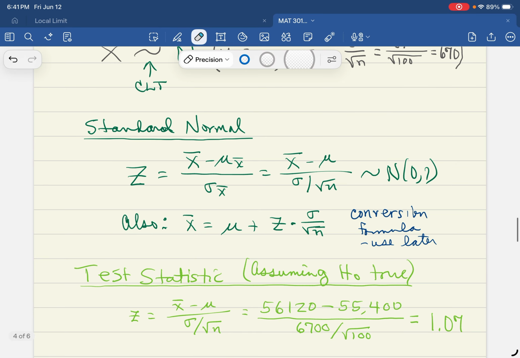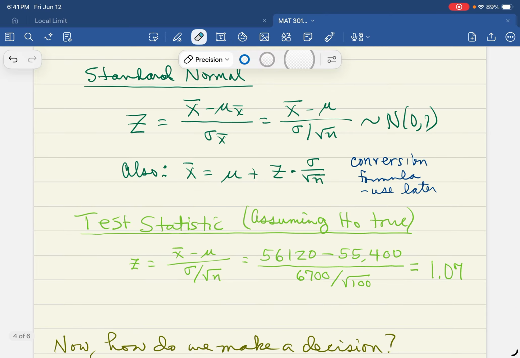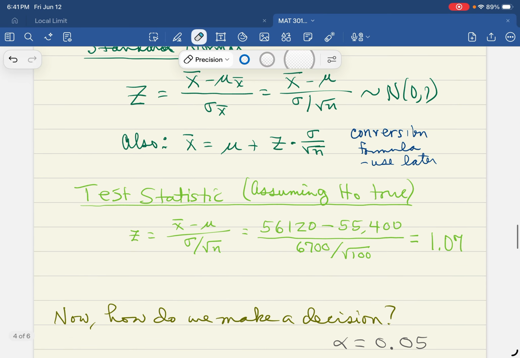All right, so for this particular realization, for our particular sample, my fake sample, that is, the test statistic value turns out to be 1.07. And so now how do we make a decision? Well, remember that in order to perform a hypothesis test, technically I should have first given a significance level. So let's say we'll go with the significance level alpha equals 0.05.